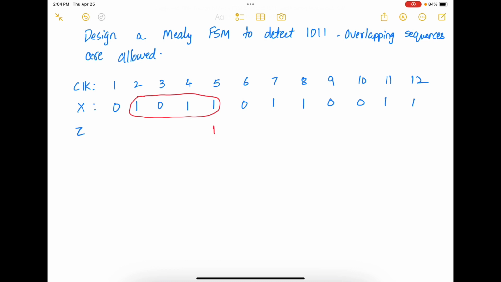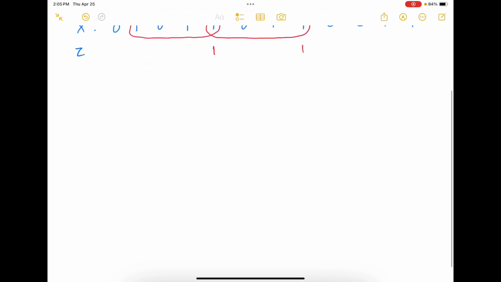The second instance where you see a 1011 is this one here. Remember, overlapping sequences are allowed, so you would see an output in cycle 8. There are no other places where you can find 1011. So let's try to construct the FSM that is to detect 1011.